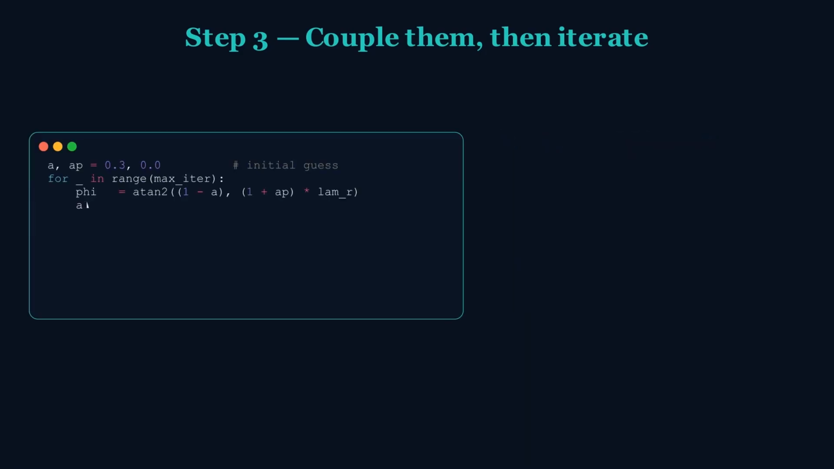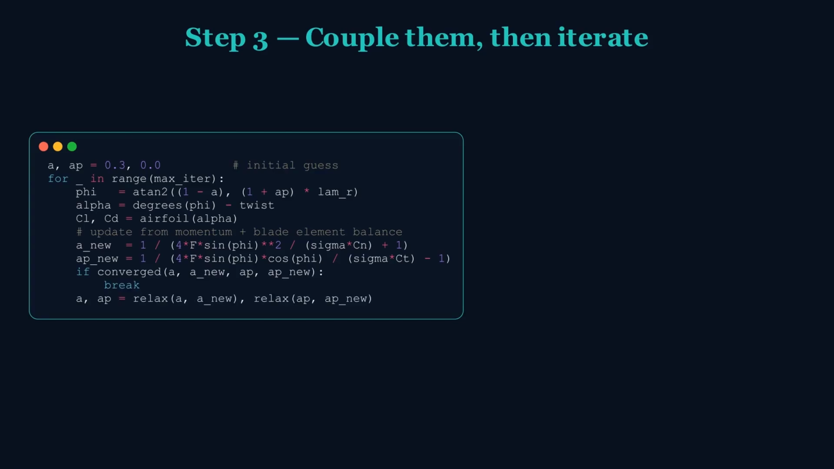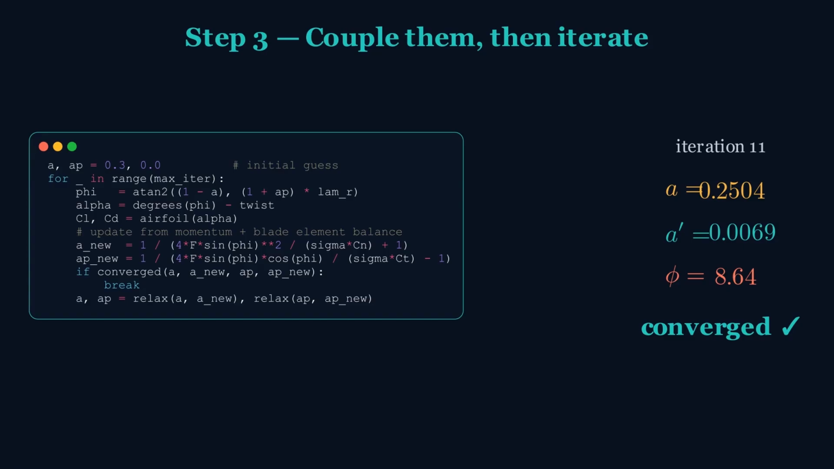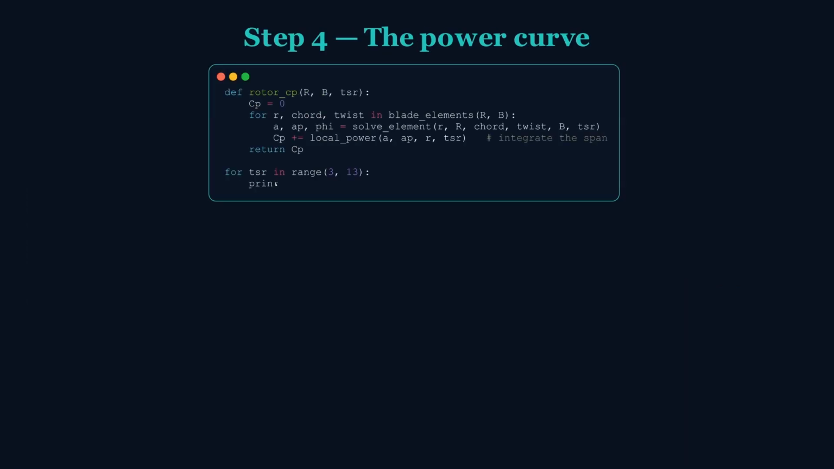So we do what Python does best: we iterate. Guess the inductions, compute the angles and forces, update the guess, and repeat. Each pass gets closer to the answer that satisfies both theories at once. And watch what happens when we run it. The numbers start from a rough guess and settle, in just a handful of passes, onto the values where everything balances. The axial induction homes in near a quarter, the inflow angle locks in around 8.5 degrees. That's convergence. We can now solve any slice of the blade.